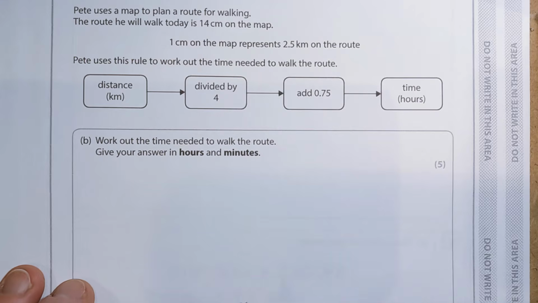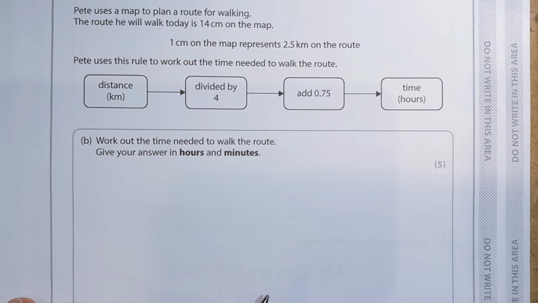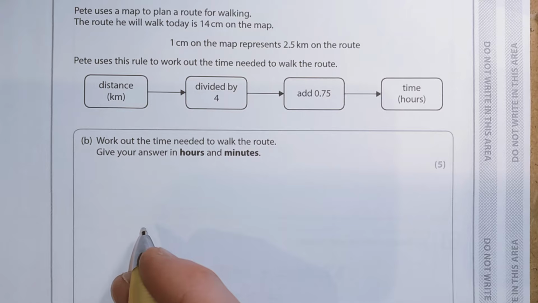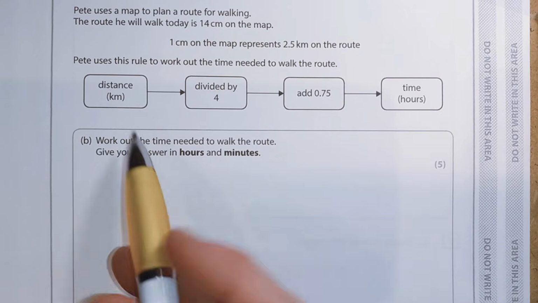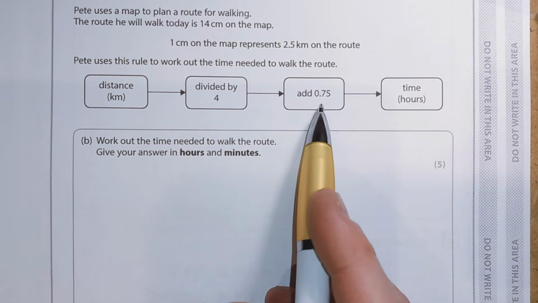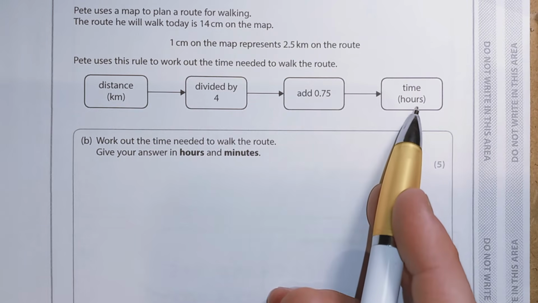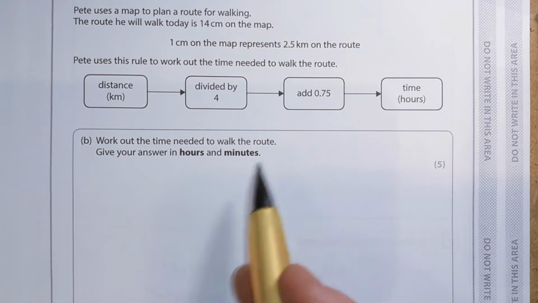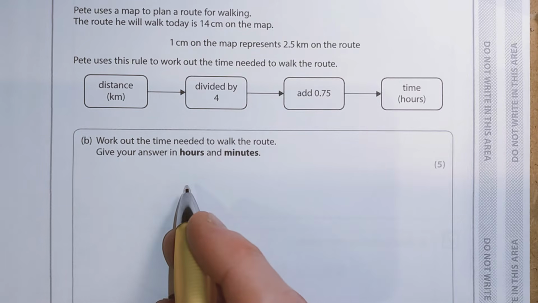Peter uses a map to plan a route for walking. The route he will walk today is 14 centimetres on the map. 1 centimetre on the map represents 2.5 kilometres on the route. Pete uses this rule to work out the time needed to walk the route. So he takes the distance in kilometres, divides it by 4, adds 0.75, and that gives him the time in hours. Work out the time needed to walk the route. Give your answer in hours and minutes.